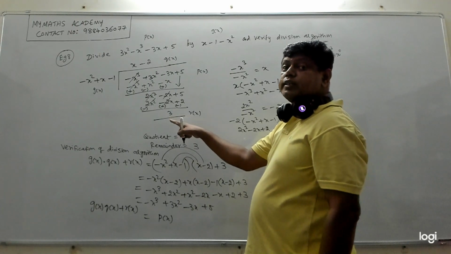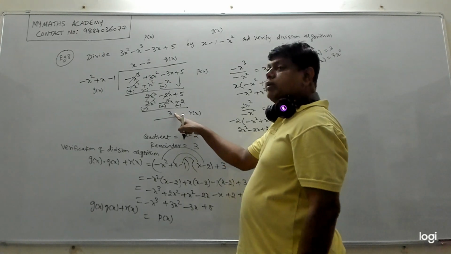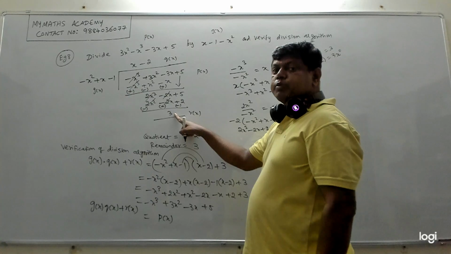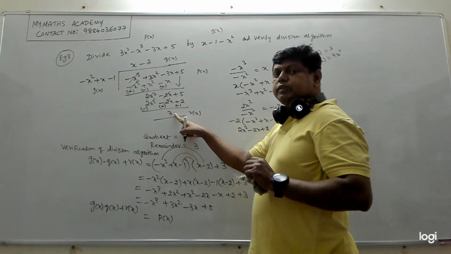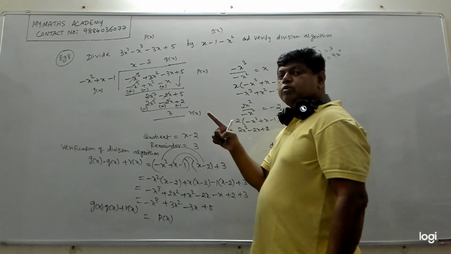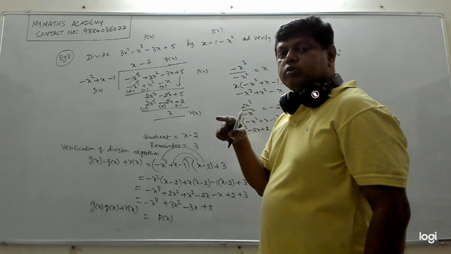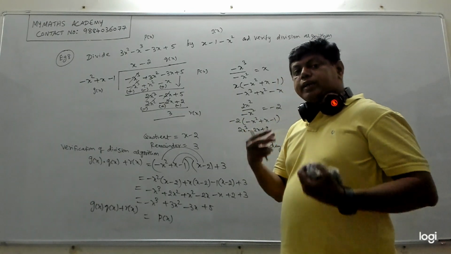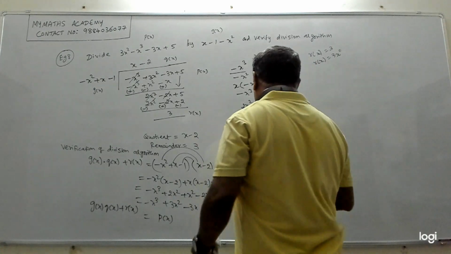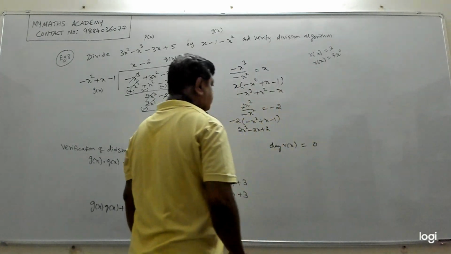Degree of r of x is the highest power of the variable. There is no variable here. It is only 3, which means variable power is 0. 3 can be written as 3 into x power 0. So variable's power is 0, and that is the only term. So highest power is 0. So the degree is 0. So degree of r of x is 0.